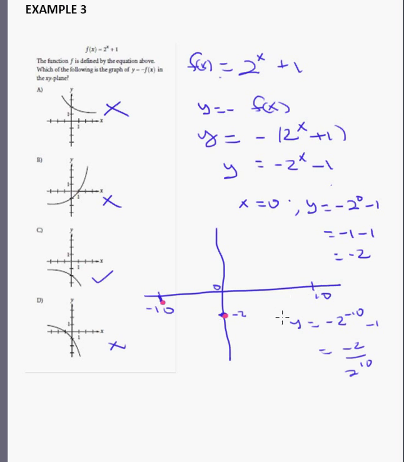How about when x is equal to 10, then y is equal to negative 2 to the power 10 minus 1. And 2 to the power 10 is a pretty large number, and it's negative. So that number is going to be somewhere down here. So it's going to be somewhere like this. You can see your graph will probably behave like this, coming down like that.